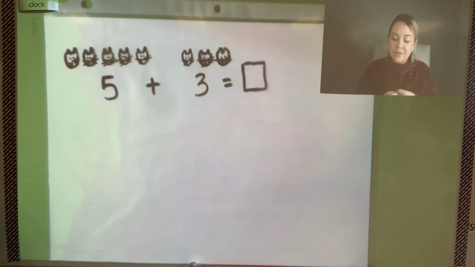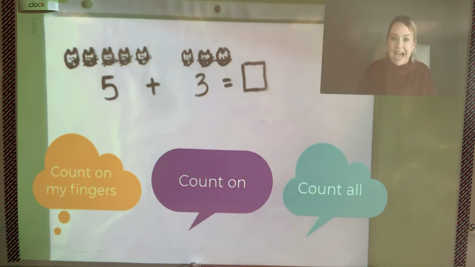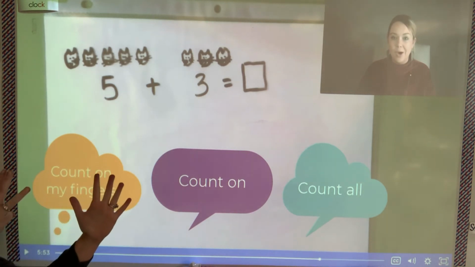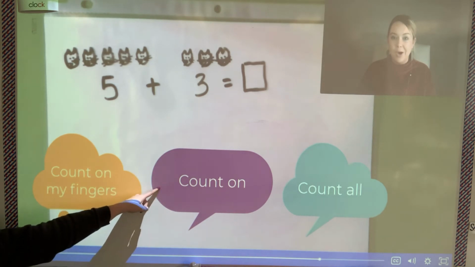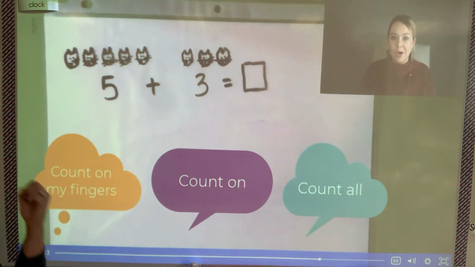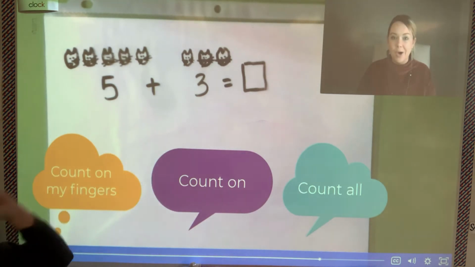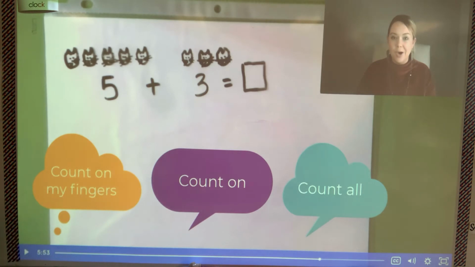Great. So now we have 5 kittens and 3 kittens. What strategy will you use this time to figure out how many kittens there are all together? Try to use a different one. If you count it on your fingers, 5 and 3, try to do a different strategy. Try putting 5 in your head and counting on 3, 6, 7, 8. Or count them all. But try to use a different strategy, and write your number in the mystery box, but use a different strategy this time.